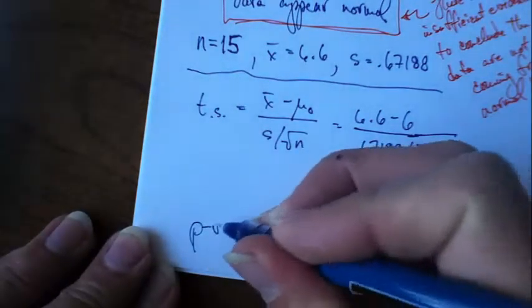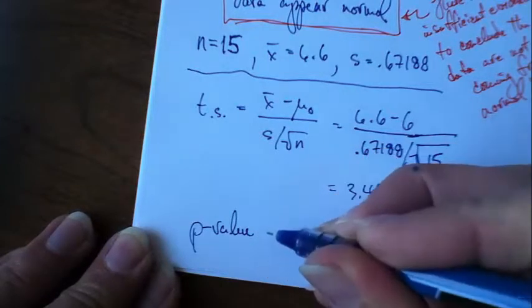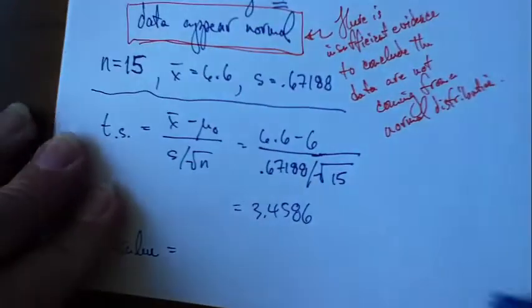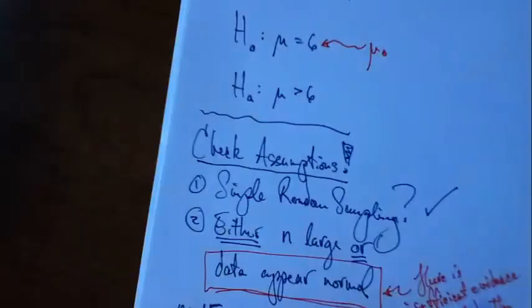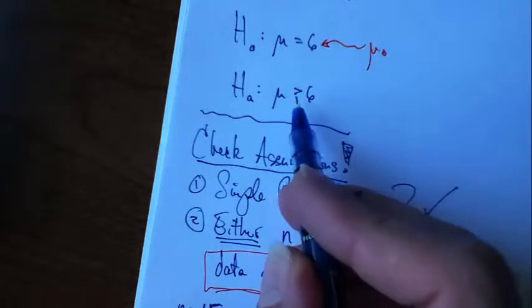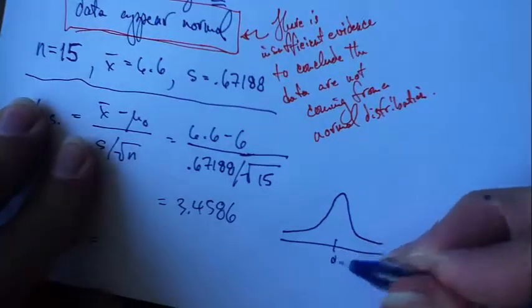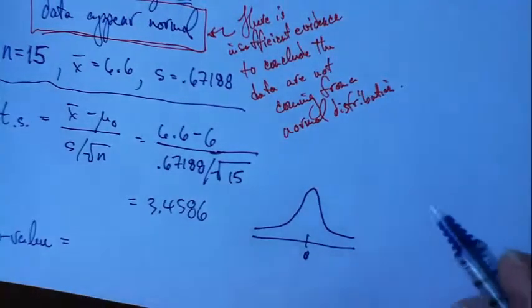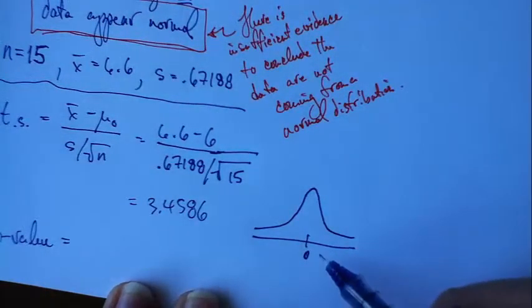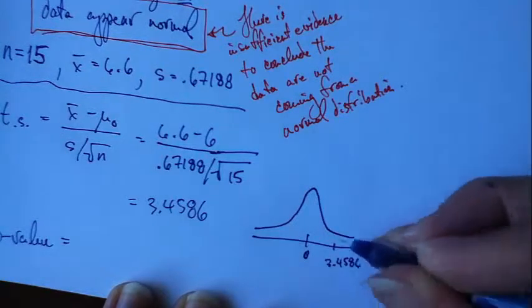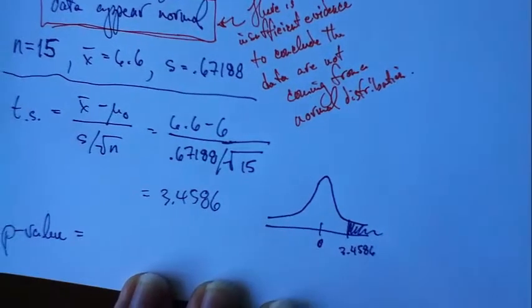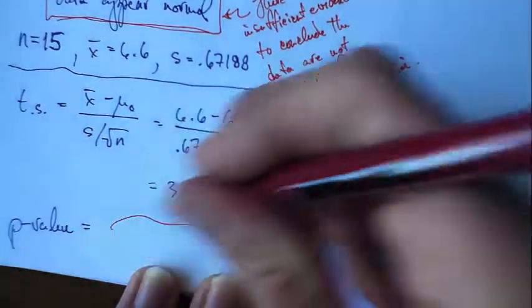So our p-value, in this case, is the chance that you would see something that high or higher, right? Because that's what our alternative hypothesis is telling us what tail to look at, the right tail, right? I'm trying to see if there's sufficient evidence to conclude that the mean is higher than 6, right? So this is 3.4586. I'm looking for this area here. That area right there is our p-value.